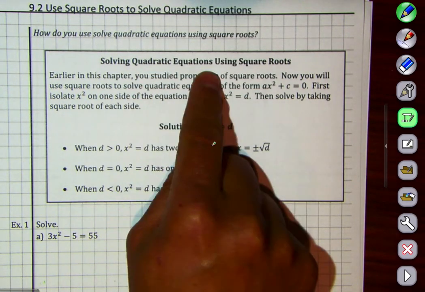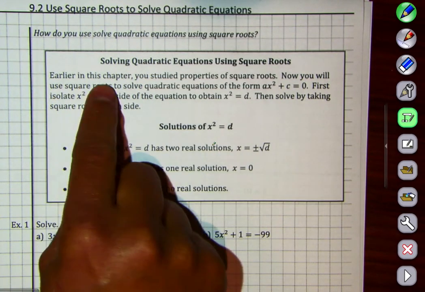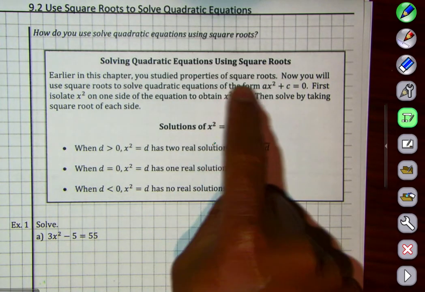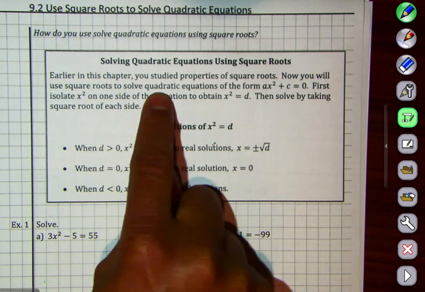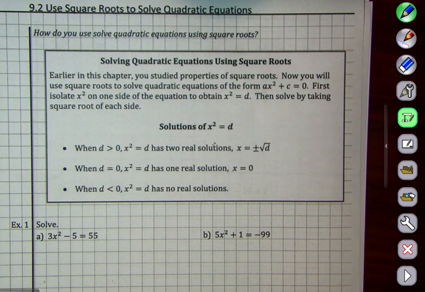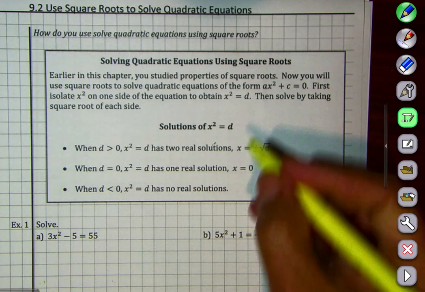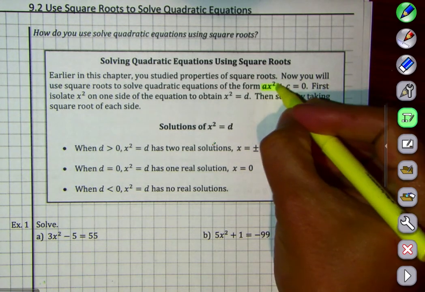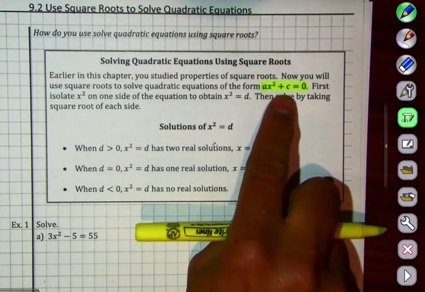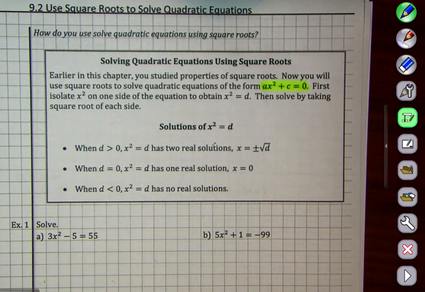Solving quadratic equations using square roots. Earlier in this chapter, you studied properties of square roots, which was last section. Now you will use square roots to solve quadratic equations of the following form. One of the things that you have to be careful about is that the only ones that we can solve for with square roots are in this form. We have ax squared plus c. Actually, we're going to see some other ones that are a little more challenging on example number 3.